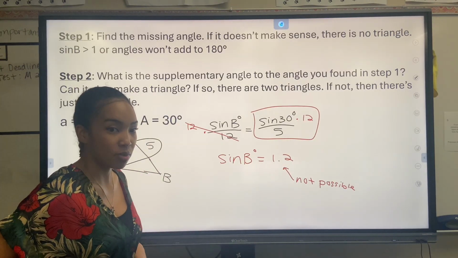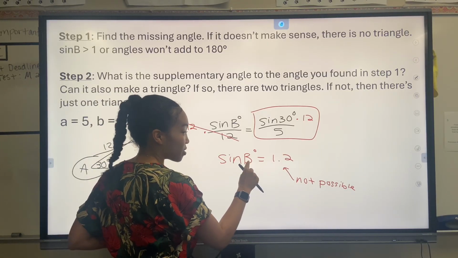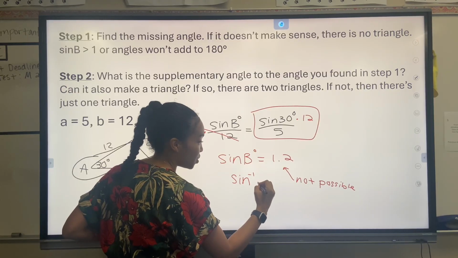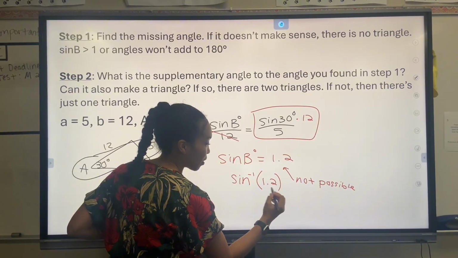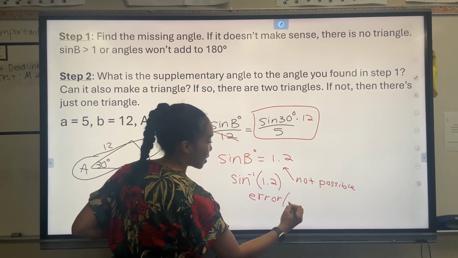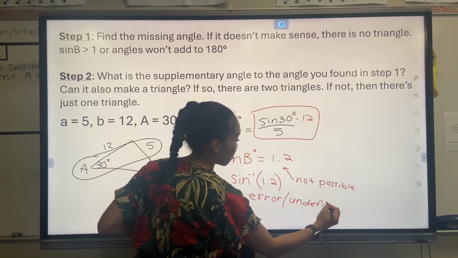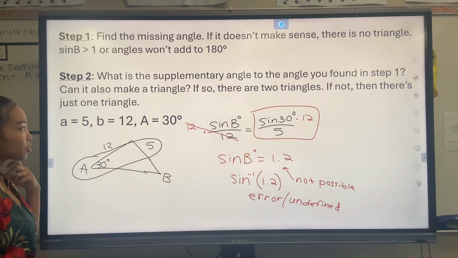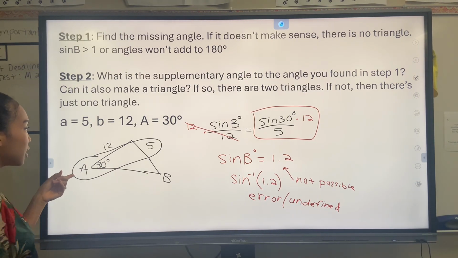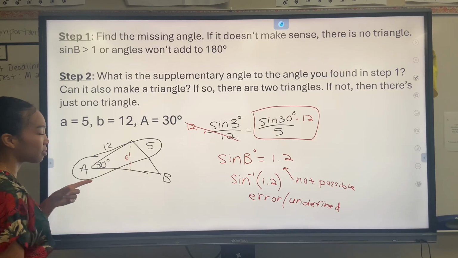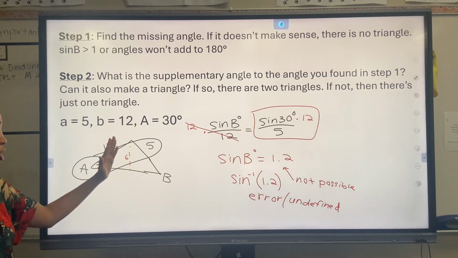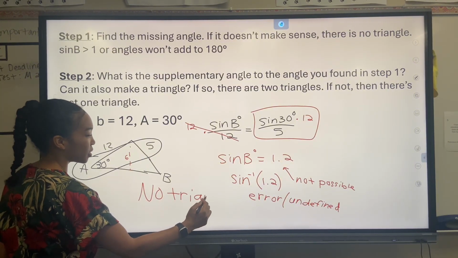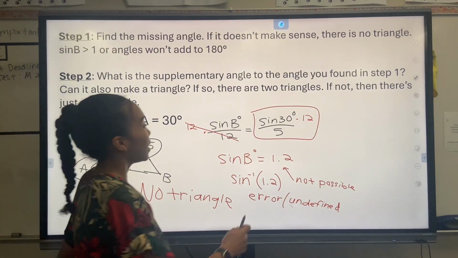That is not possible. Also, whenever you solve for an angle, you always do the inverse. So if you type this into the calculator, it's just gonna say error, or it might say undefined, one of the two. So whenever you get that, you know that there is no triangle. Also, I think this is the example we might have done in the beginning. The height of this triangle is 6, and 5 is shorter than 6. So this triangle would never close. So this answer is no triangle. It's not possible. All right, next example.